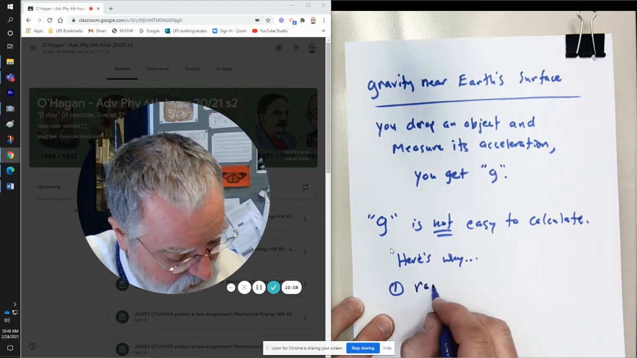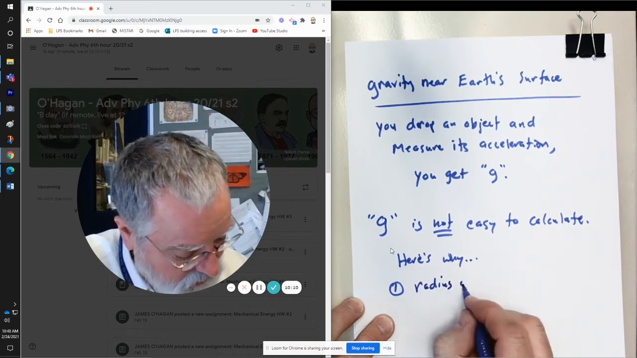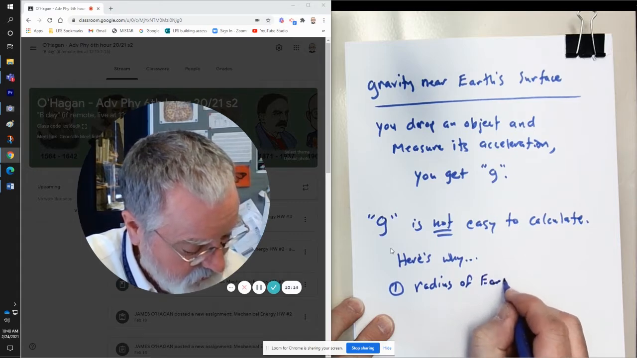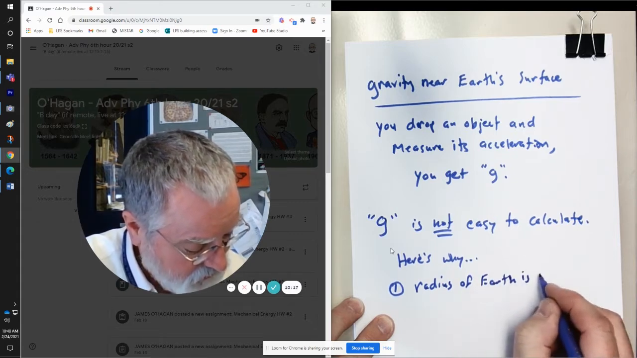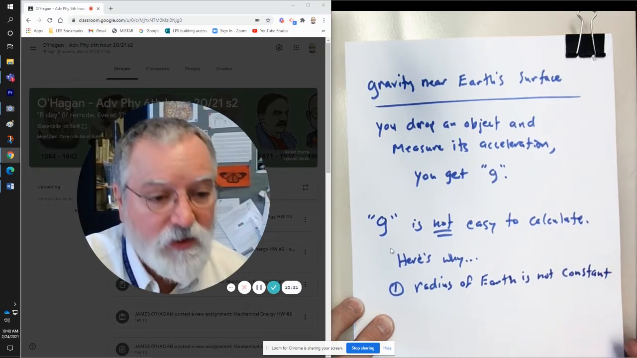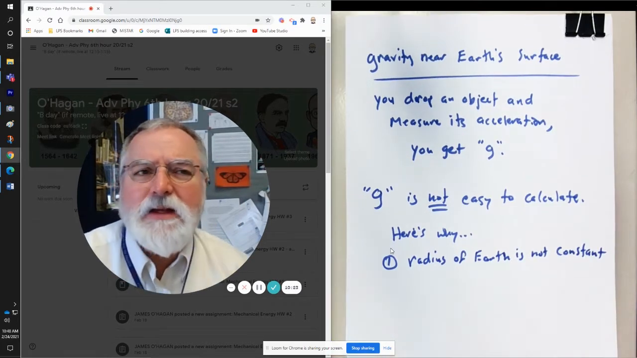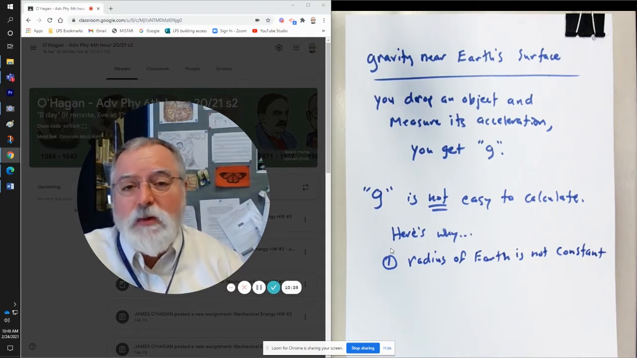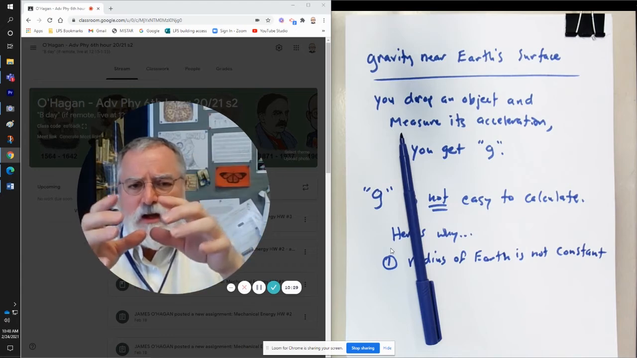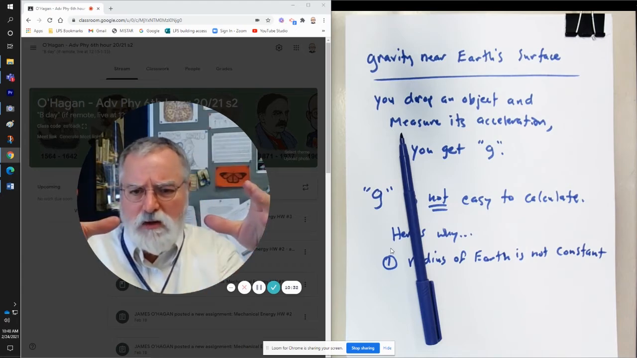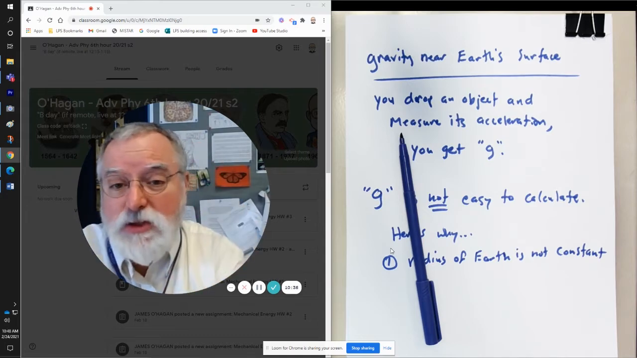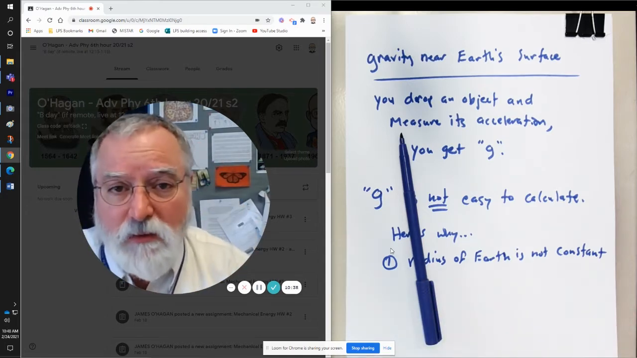radius of Earth is not constant. Okay, radius of the Earth is not constant. And although this is true, this is not what I'm talking about. The Earth actually is, if it's spinning around, if you measure across the equator, it's a little bit bulged out compared to measuring from pole to pole. But that's true, and that would add into this, but that's not really what I'm going for here.